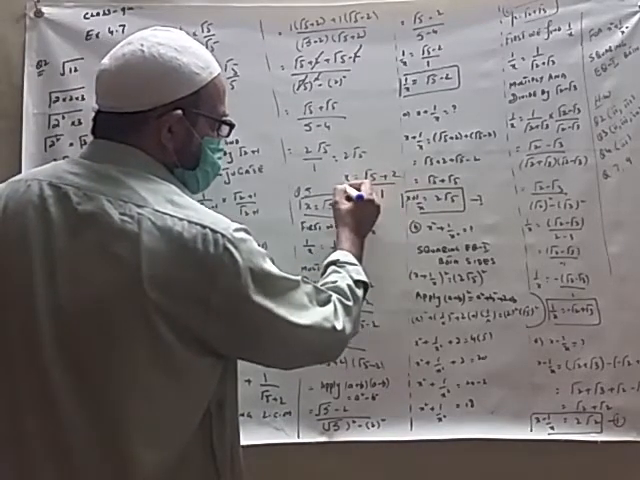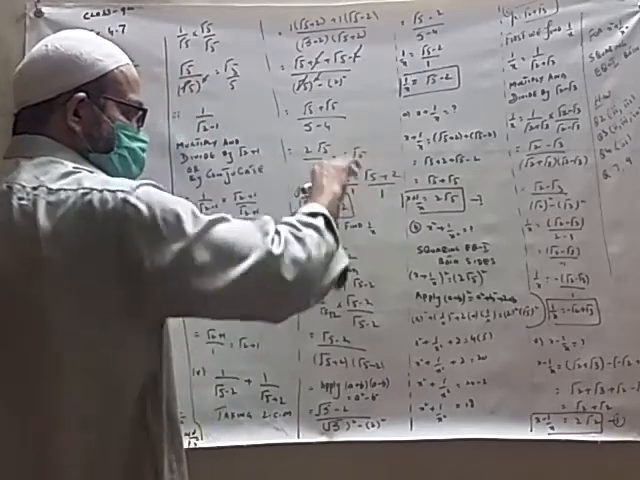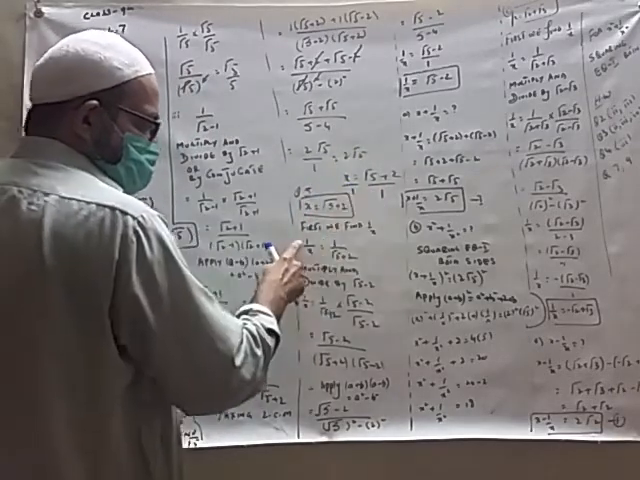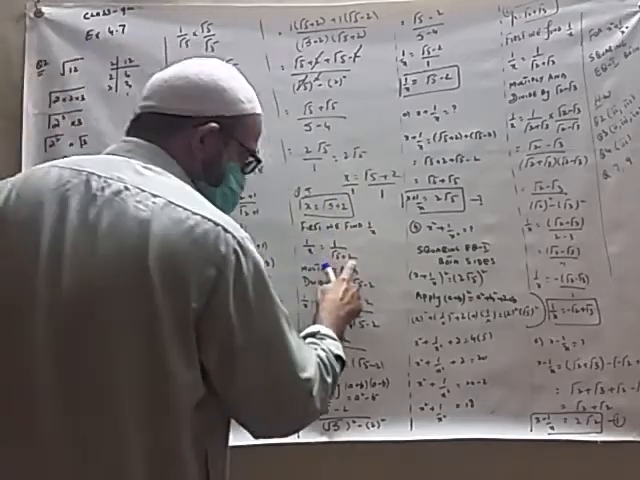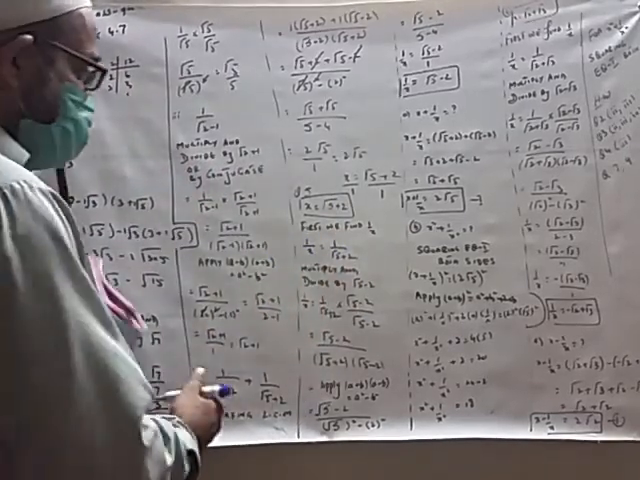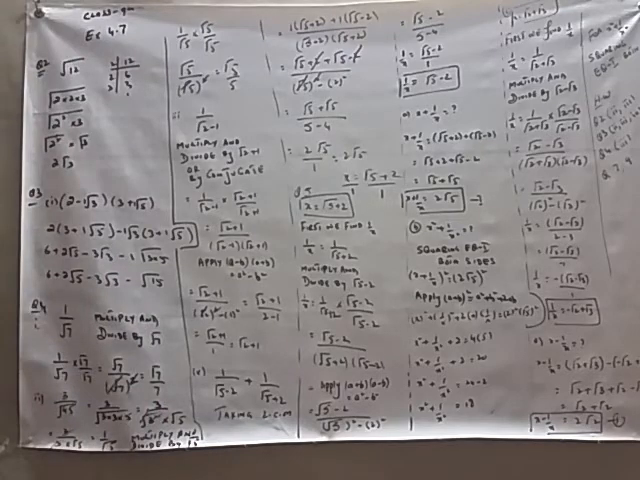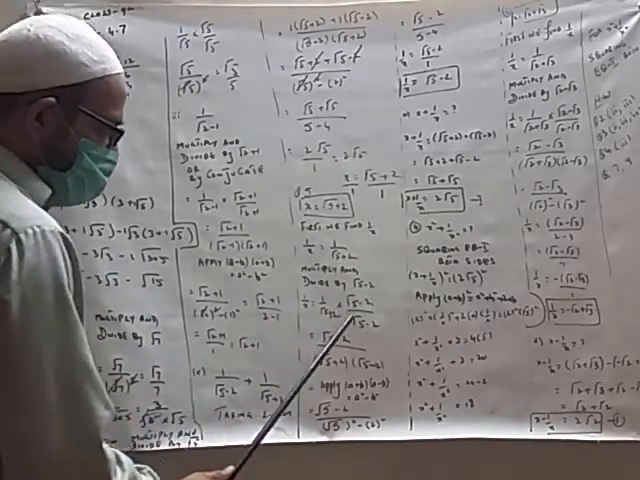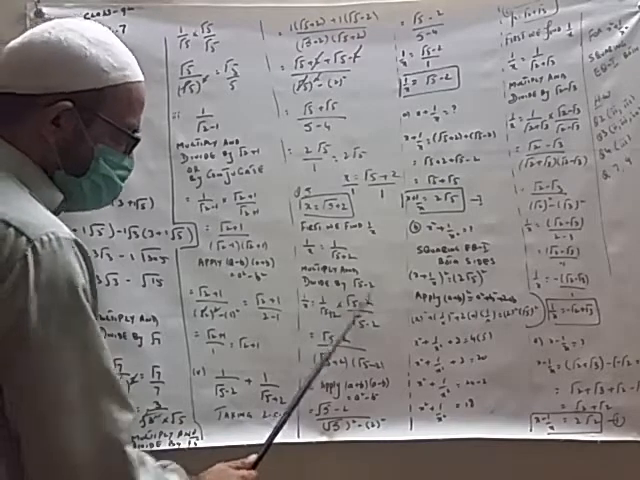The numerator changes to the denominator and the denominator changes to the numerator. We get 1 by x equal to 1 by root 5 plus 2. Now, again, we rationalize. Why do we rationalize? Because in the denominator there is under root 5. Multiply as well as divide by under root 5 minus 2.